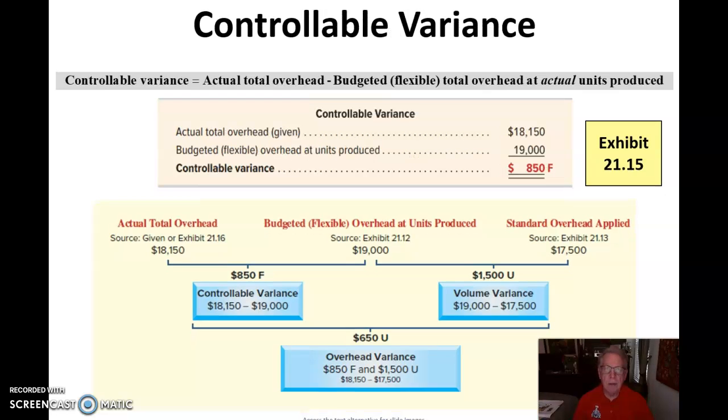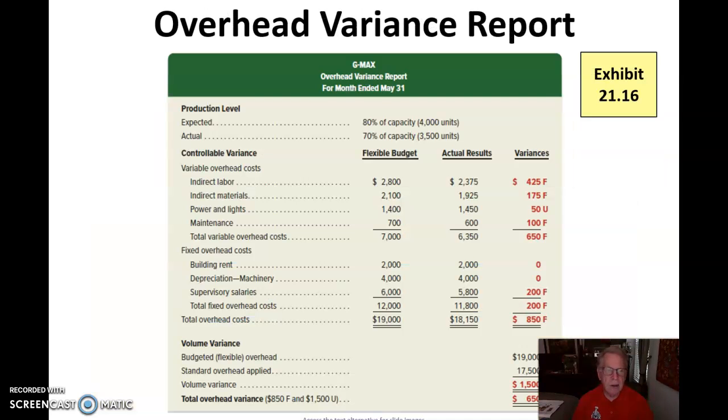So the controllable variance, we can calculate that, which we just did, taking the 19,000 compared to the 18,150. That gives us that 850 favorable variance. And this is where we get the 19,000, based on 3,500 actual. We expected to do 4,000, but our actual was 3,500, and that's where we get the 19,000. This gets very tricky, as you can see.